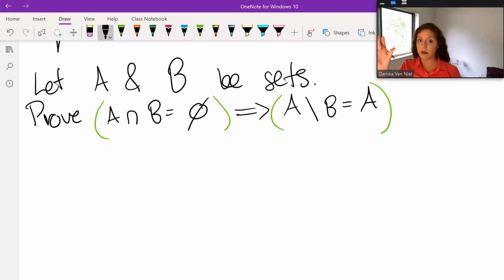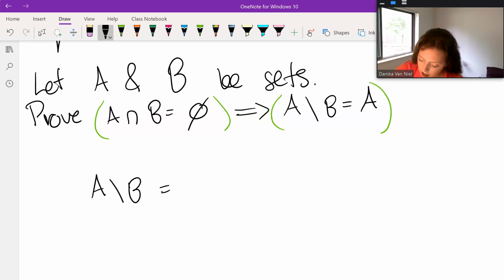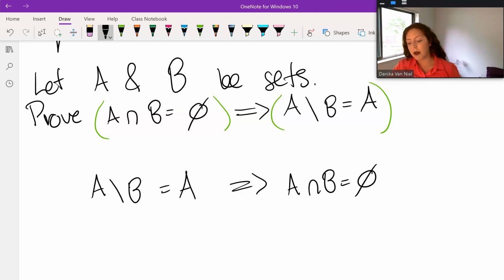Okay, so first I'm going to flip them. So I have A minus B equals A to here, A intersect B equals the empty set. Okay, but I'm supposed to negate both of them. So remember, negation, we're not changing the sets that we're working with. We're just saying it's not the original thing. So it's not the fact that A minus B equals A. So what does that mean? That means that A minus B does not equal A. Similarly over here. Okay, so this is the contrapositive.